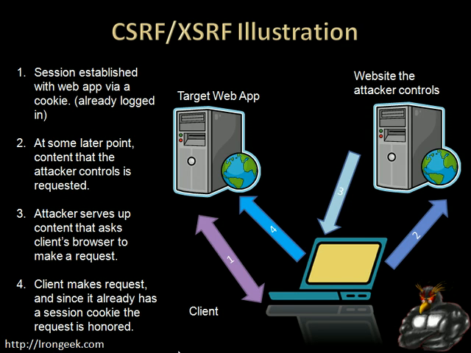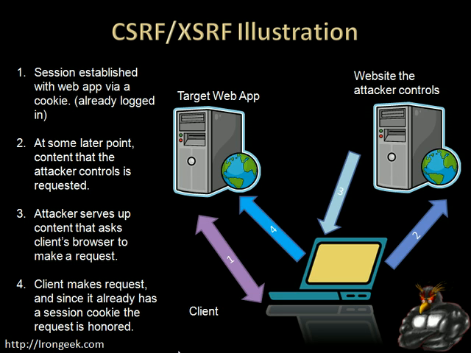Essentially what it is, you've logged into a box and you have a session with it. Let's say I logged into Gmail, and let's say it had a cross-site request forgery vulnerability. Essentially, I've already established a session. That's part one. The next thing that happens, at some later point, the content that the attacker controls is requested. That's number two. For instance, let's say I go to Irongeek.com, and Irongeek.com is referencing back to Google, trying to do a cross-site request forgery.